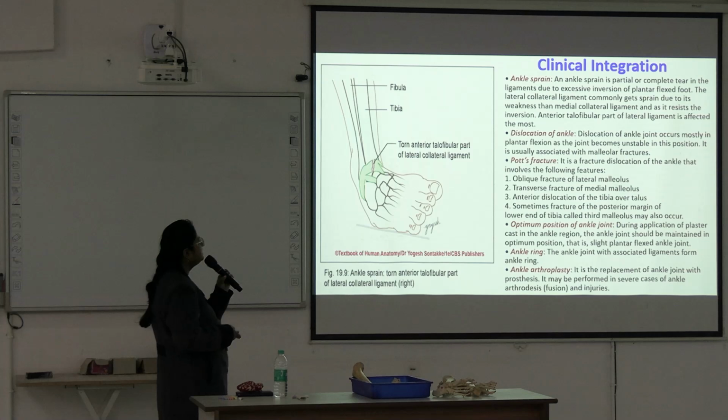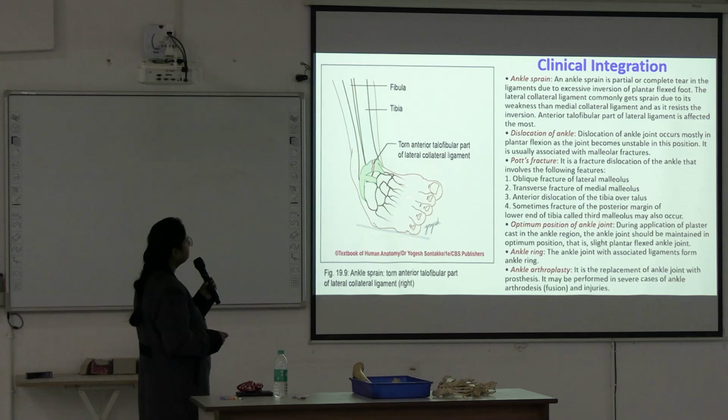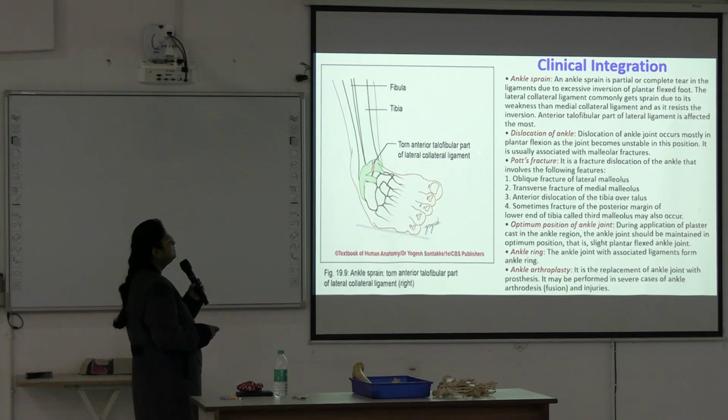Next we go to the clinical aspects of the ankle joint. The first one is ankle sprain. An ankle sprain is a partial or complete tear in the ligaments due to excessive inversion of the plantarflexed foot. Here, this is the plantarflexed foot, with excessive inversion. The anterior talofibular part of the lateral collateral ligament is torn.